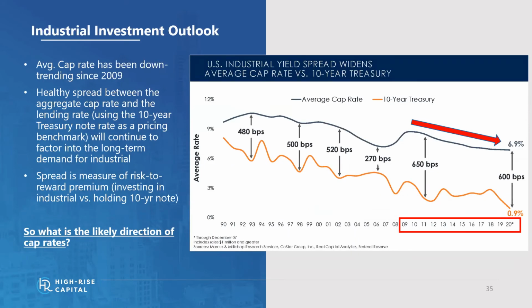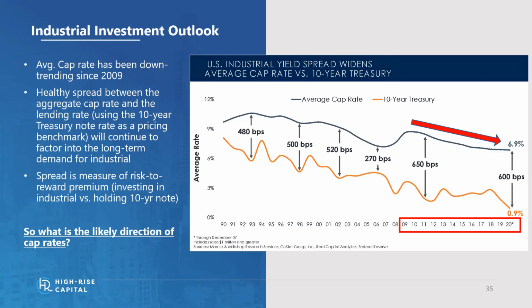The aggregate cap rate in the industrial sector has actually been dropping since 2009. There's a healthy spread between the aggregate cap rate and the lending rate, if you want to use the 10-year treasury note. And that's going to continue to factor into the long-term demand for industrial assets. Just to provide a little bit more clarity, the spread that you see right here between the aggregate cap rate and the 10-year treasury is usually used as a measure of quantifying the risk to reward premium. And so for someone investing in industrial versus holding a 10-year note, which is typically considered a risk-free investment, you can see that you're taking a risk whenever you're investing in an investment like industrial, or any type of investment.